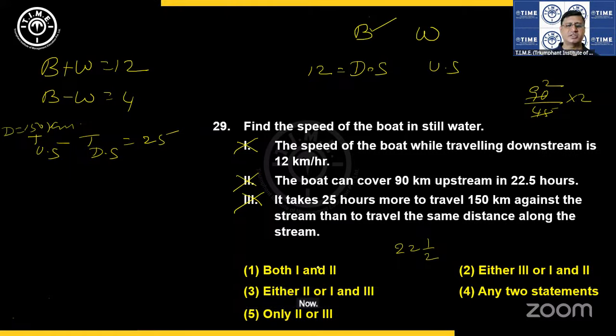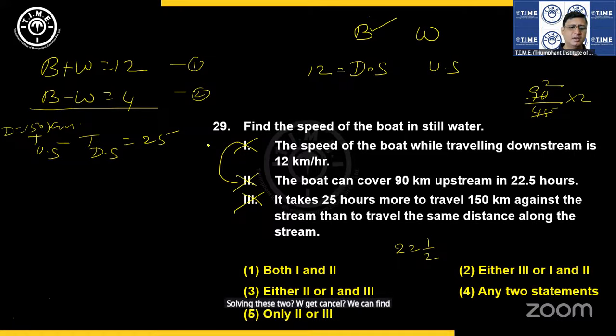Now, let's check the combinations. First statement and second statement. This is the first statement and it is the second statement. Solving these two, W gets cancelled. We can find the value of B. So first and second is possible.